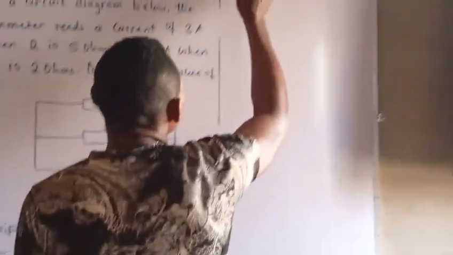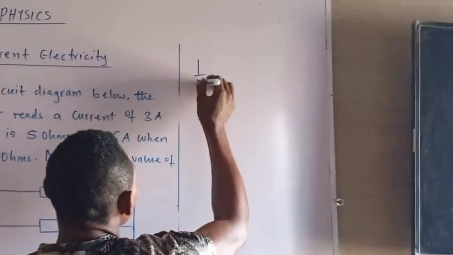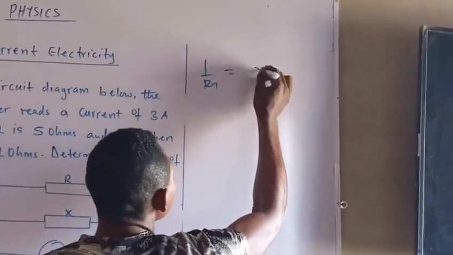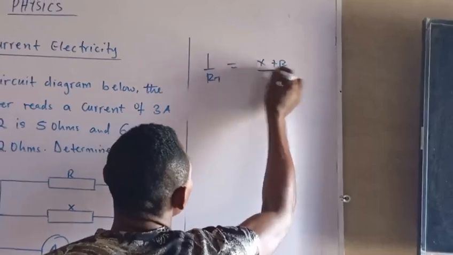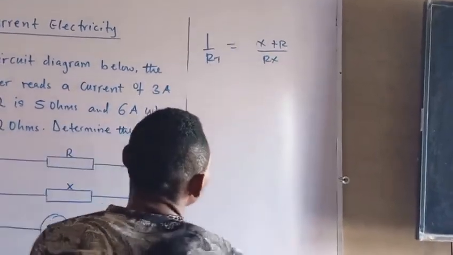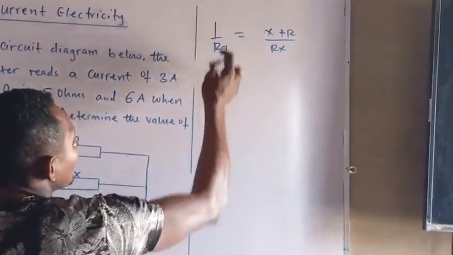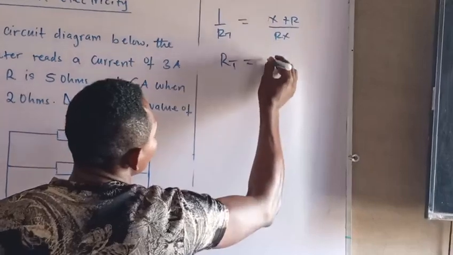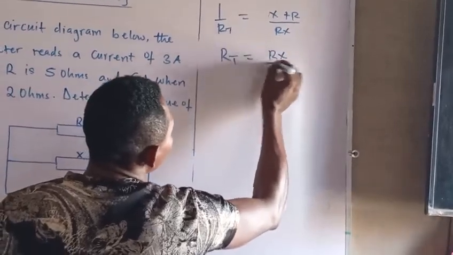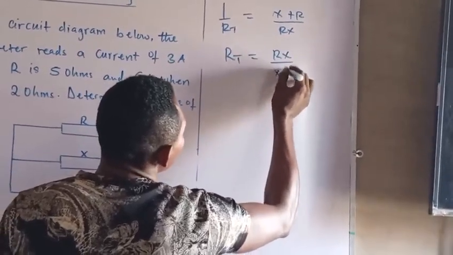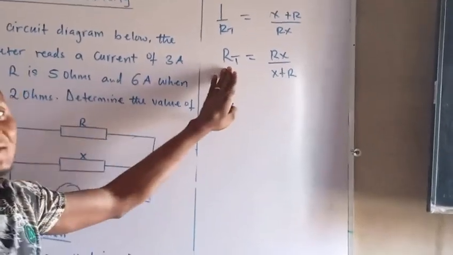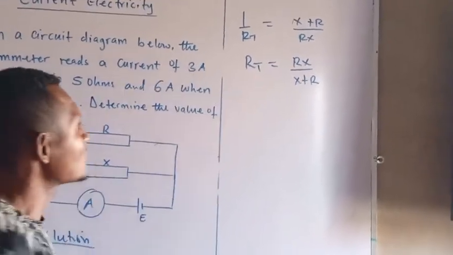Now we have 1 over RT is equal to X plus R over Rx. Understand that this is inverse, so our RT now will be equal to the inverse of this, which is Rx over X plus R. So this is the total resistance in parallel in this circuit.